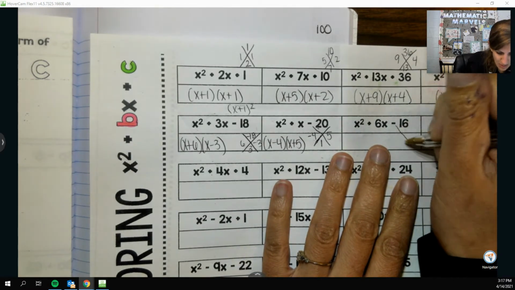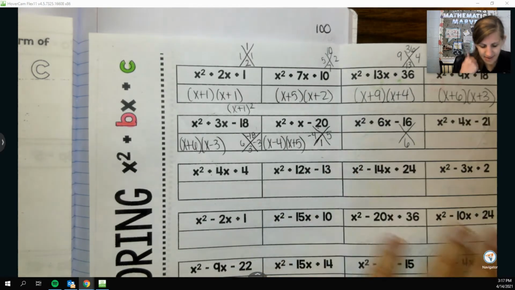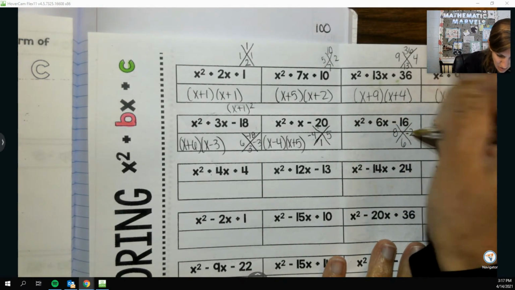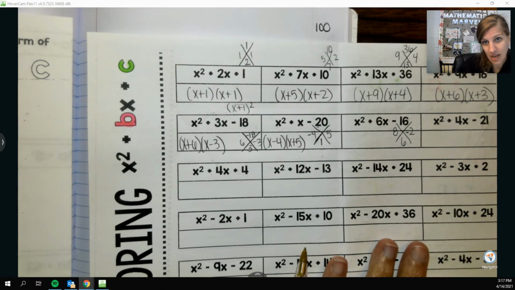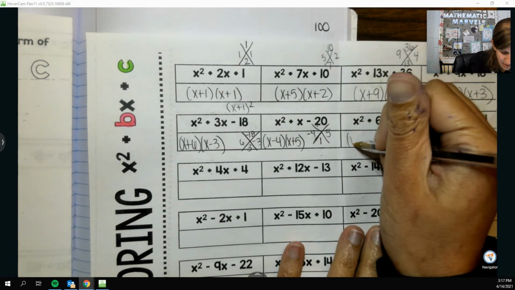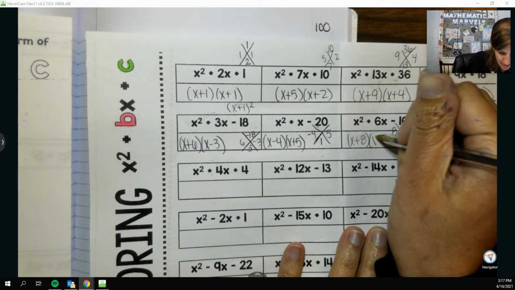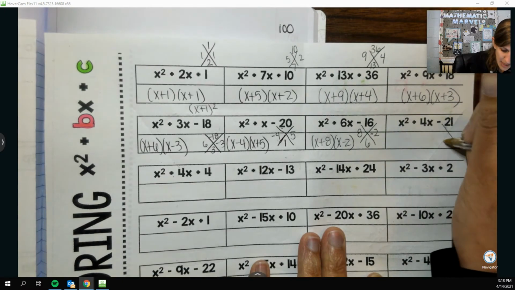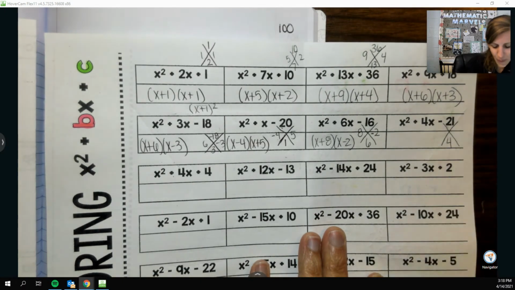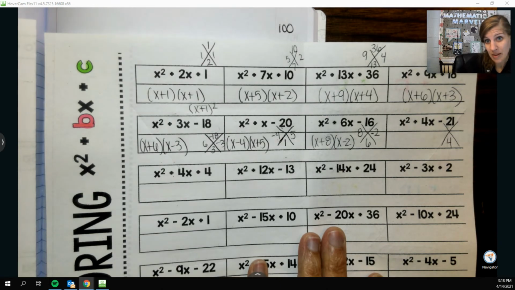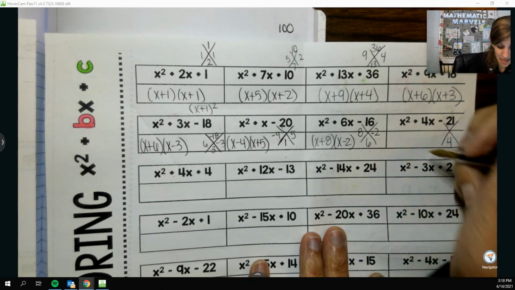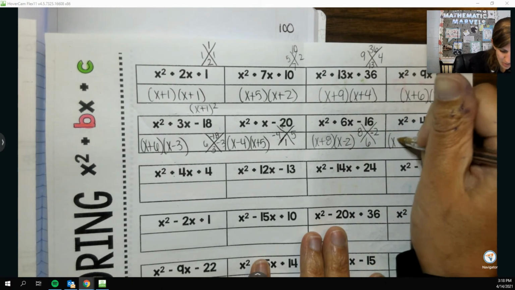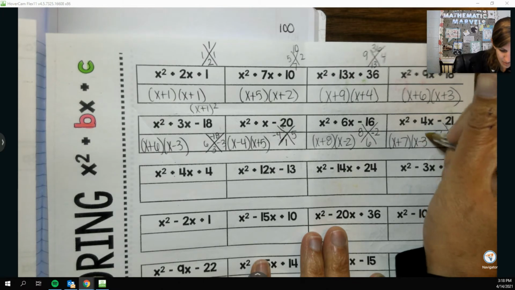Moving right along, what multiplies to negative 16 and adds to 6? 8 and 2. And I need for the 2 to be negative so that they multiply to a negative and add to a positive 6. So x plus 8, x minus 2. Last one in this row, one multiplies to negative 21 and adds to 4. Really the only thing that multiplies to 21 aside from 1 and 21 is 7 and 3. And I need for the 3 to be negative to get a positive 4. So x plus 7, x minus 3.